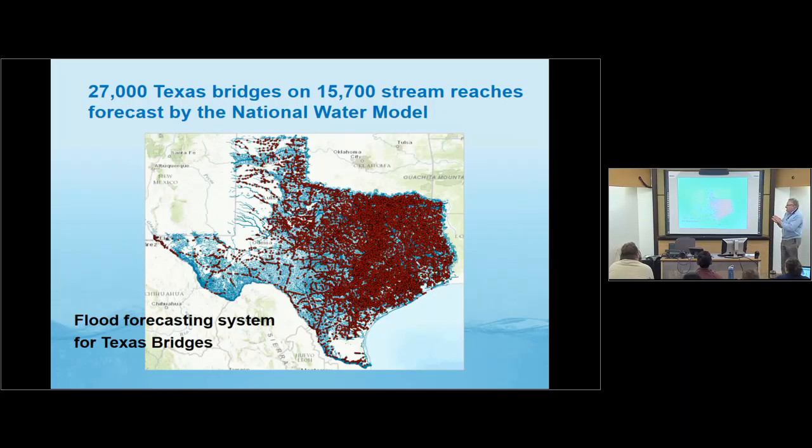Now, we were just looking at a bridge that broke a couple of days ago. Texas has 27,000 bridges on 15,700 stream reaches forecast by the National Water Model. So if we're now calculating all these flows everywhere, we better be measuring them at more places than we are at this point if we're going to have a really reliable system. The beauty of the National Water Model is it enables the whole system to be thought of as a system. This is not just a forecast of one bridge or one something like that. This is a forecast of the entire state.